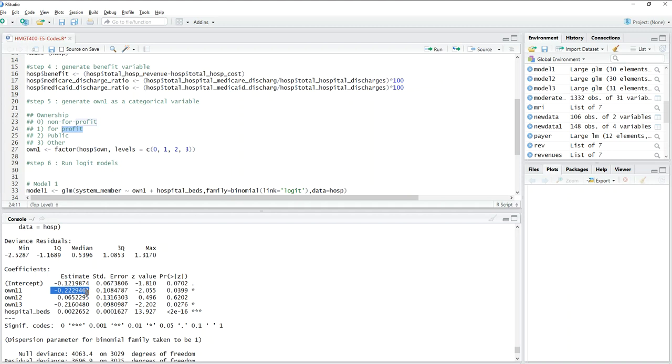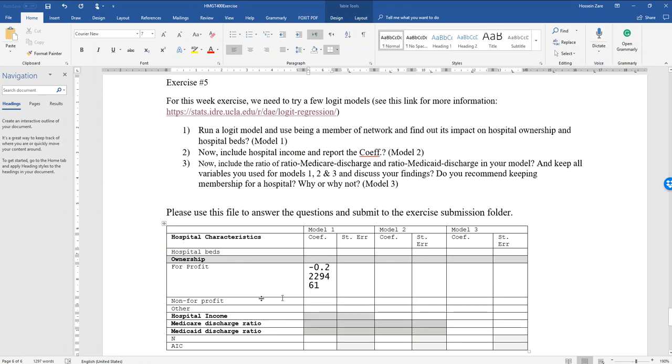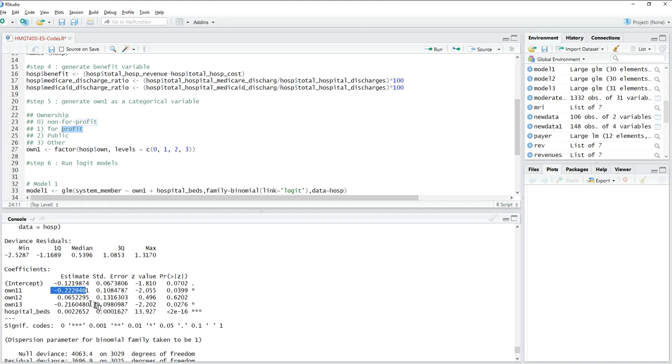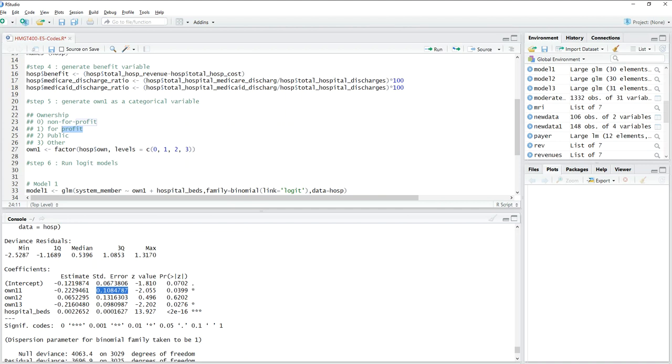We're done with these 3. You can just copy this and paste here. System membership is here. The standard error, and you know the difference between standard deviation and standard error, right? If you don't remember that, go back to the PowerPoint of the class and you will find it. This is for this. You can just convert the other parts, 2 and 3, and the hospital bed.